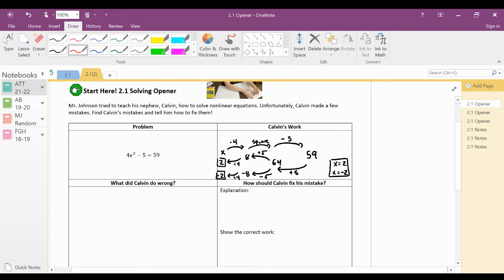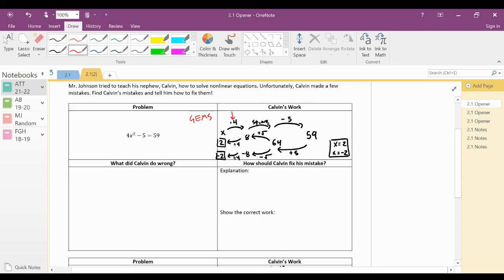As I look at the problem, 4x squared minus 5 equals 59. Again, I'm always thinking about those order of operations, or GEMS, right? And first is grouping. I don't see any grouping symbols, but squaring should be next. And unfortunately, Calvin misses that. He multiplies by 4 because he sees that 4 in front of x squared, when in reality, that squaring happens first. So that's Calvin's mistake. He multiplied by 4 instead of squaring.